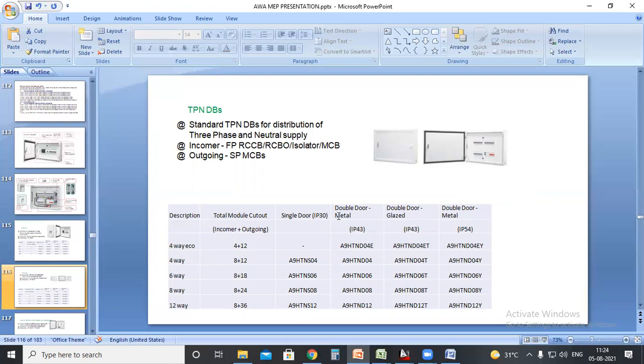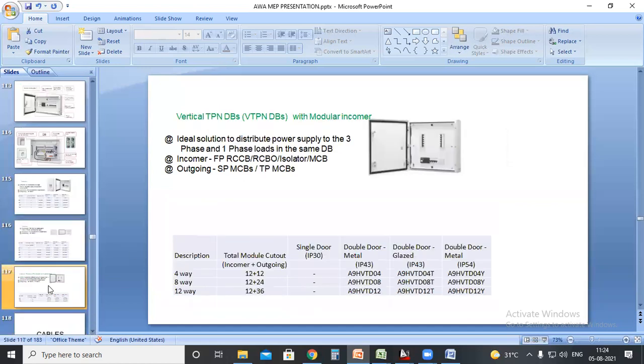So you will think about how to select an SPN DB, or when you will need an SPN DB. Whenever the supply is less than 5 kW, you would need an SPN DB. But you will get confused when selecting between the TPN and the next one, VTPN. So when you need this VTPN DB, we are going to discuss right now. I will explain the picture of the VTPN DB, one minute.